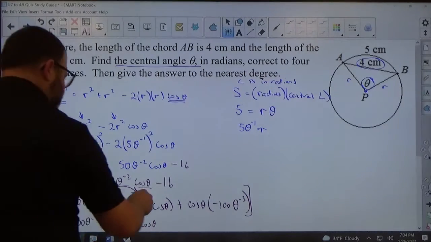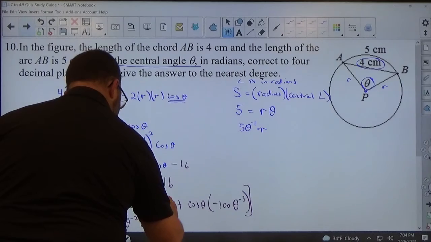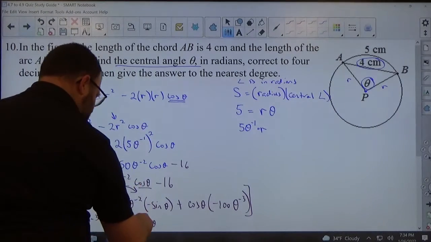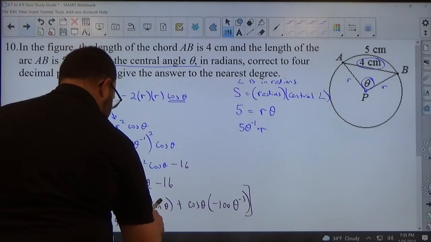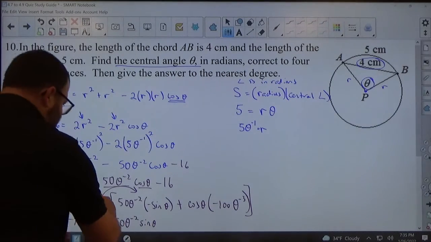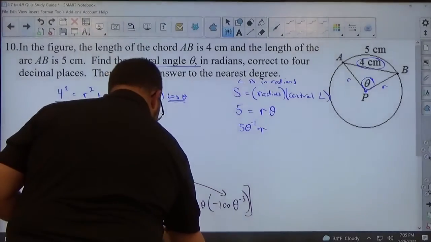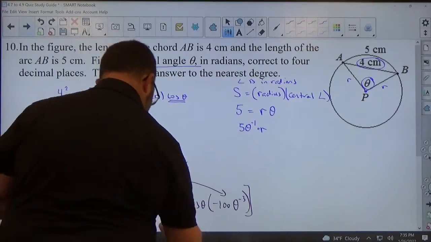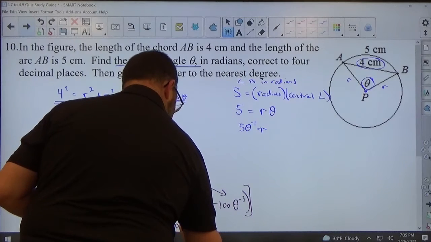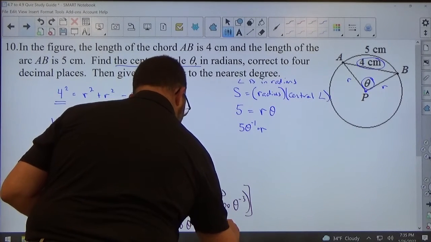I messed up. This should be negative sine theta. Derivative of cosine is negative sine, so this should be a sine theta here. And then minus that is going to be minus minus makes plus also, so plus 100 theta to the negative third cosine of theta.